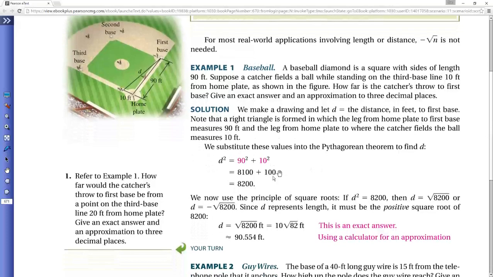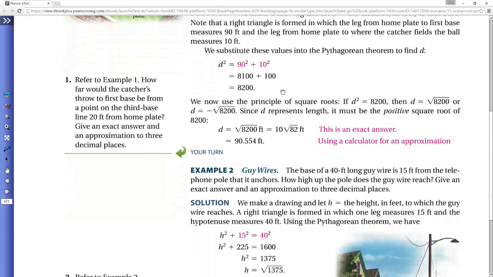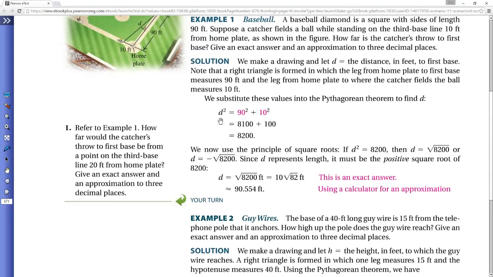So we can fill in the parts here into the Pythagorean theorem, and the distance squared that we're looking for is going to equal the one leg squared plus the other leg squared. And so we get 8,200. Well, to find out what d is, we would take the square root of both sides, and we're going to have two answers right away: the square root of 8,200 and the negative square root of 8,200.